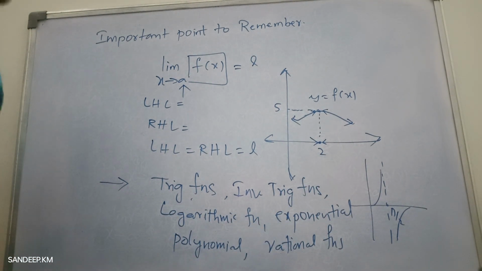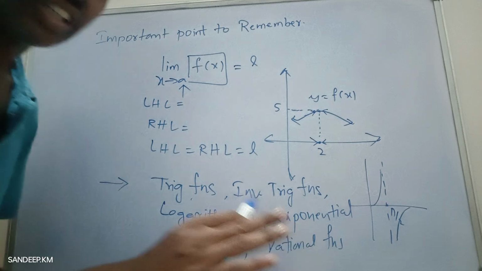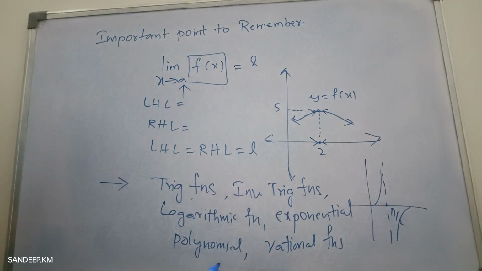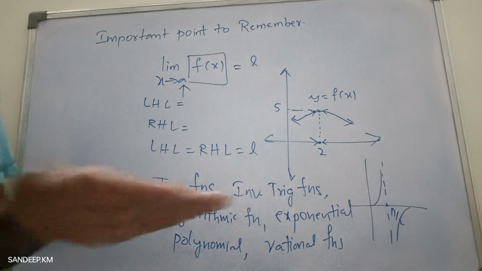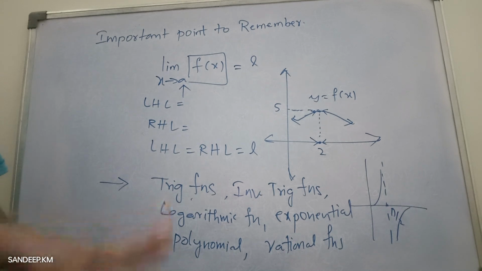But understand one thing, pi by 2 is not in the domain of tan x. Pi by 2 is not in the domain of tan x. Okay? If pi by 2 is in the domain of tan x, I would have told it is not continuous. But pi by 2 is not in the domain of tan x. So which means that tan x is a continuous function. Okay? Anyhow, we'll have more clarity about continuities in upcoming chapters.